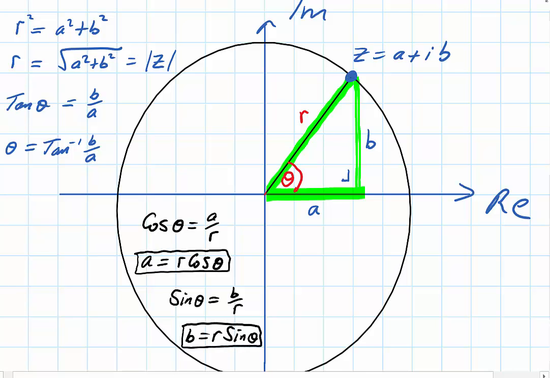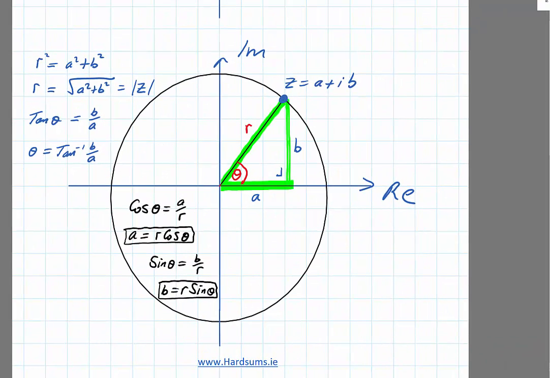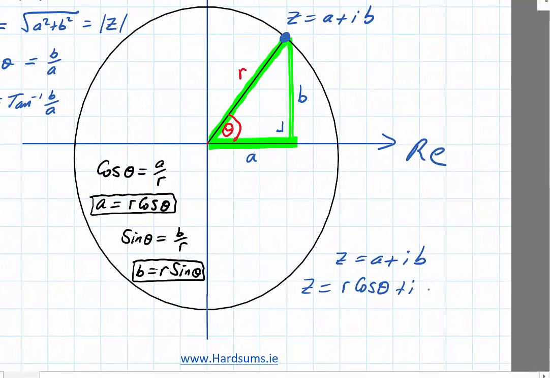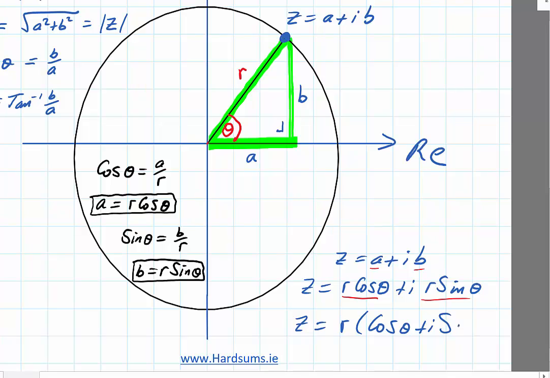a and b, which are the old Cartesian coordinates, are now in the new polar coordinates r and theta. So we can revisit our number, which was z equals a plus ib, and we can sub in for a and b now. z is equal to r cos theta plus i times r sin theta. There's our substitution. a has been replaced by r cos theta, b has been replaced by r sin theta. Take out the common factor and r comes outside and you get cos theta plus i sin theta in the bracket.